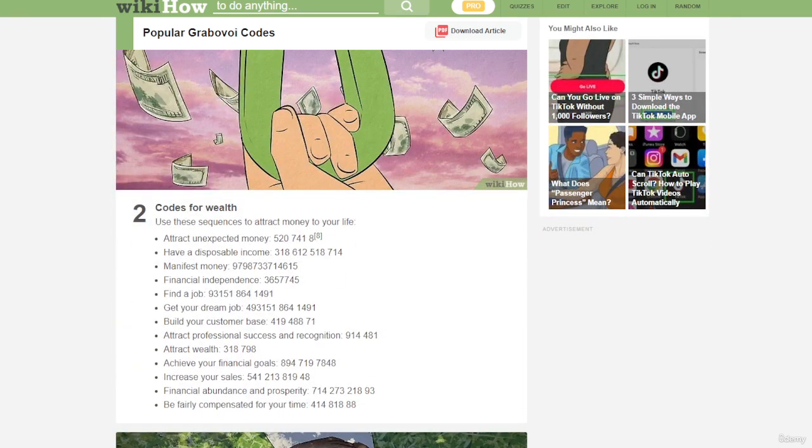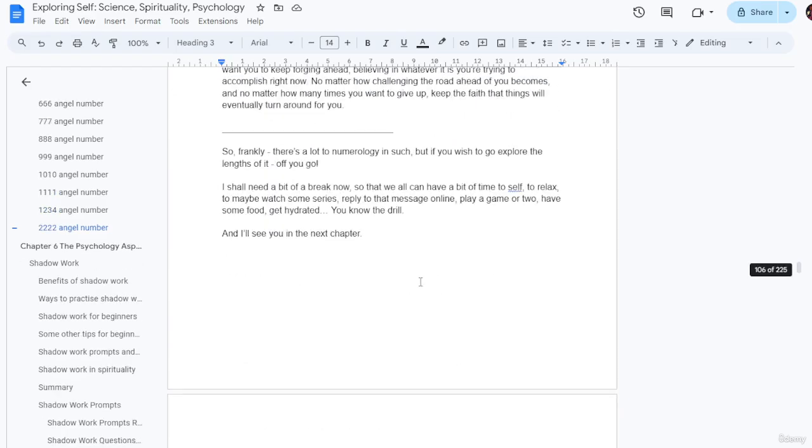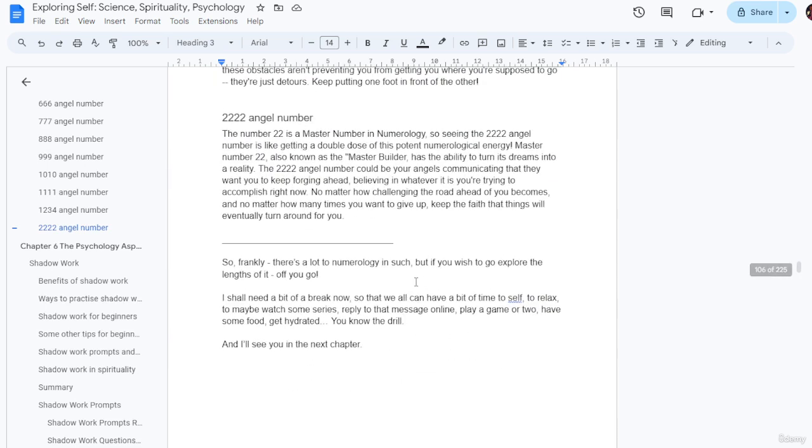But there we go, that's also the bit for numerology and that little other part which I forgot to put in, but I'll try my best to put it in as well. So off to the next chapter.